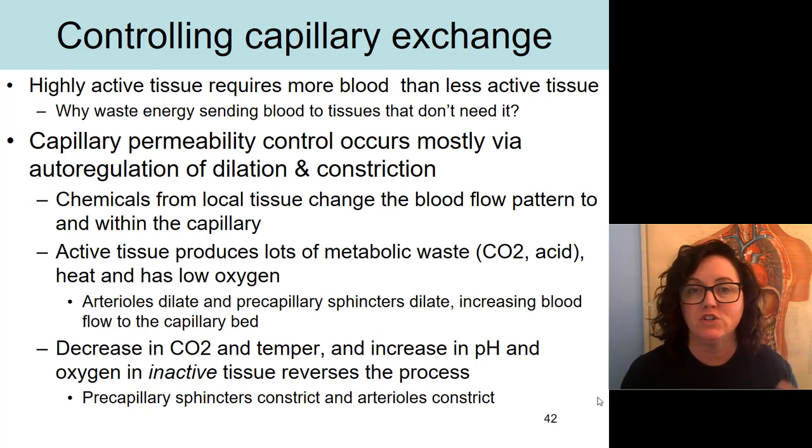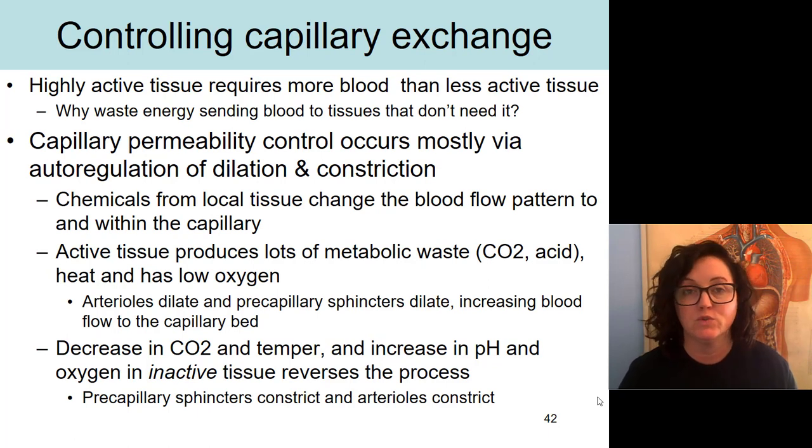What happens is when a tissue is highly active, it's going to start to warm up. It's going to start to produce more carbon dioxide than normal. The presence of the carbon dioxide will cause the pH to go down, becoming more acidic. And there will be low oxygen in the blood of this highly active tissue because the tissue is pulling lots of oxygen out to make ATP. It turns out that the arterioles and the precapillary sphincters are sensitive to all of these things. So arterioles and precapillary sphincters will dilate in response to higher temperatures, lower levels of oxygen, higher levels of carbon dioxide, and lower levels of pH.